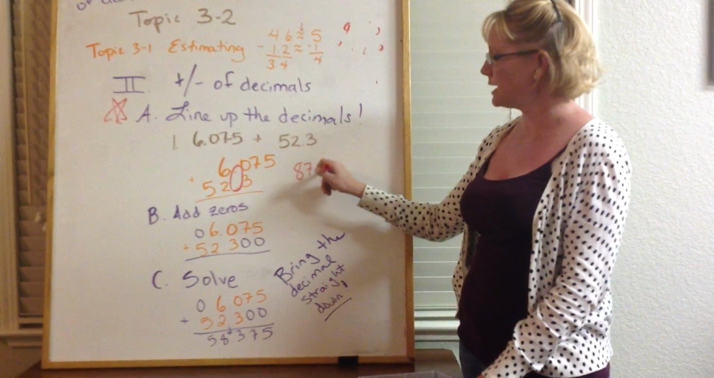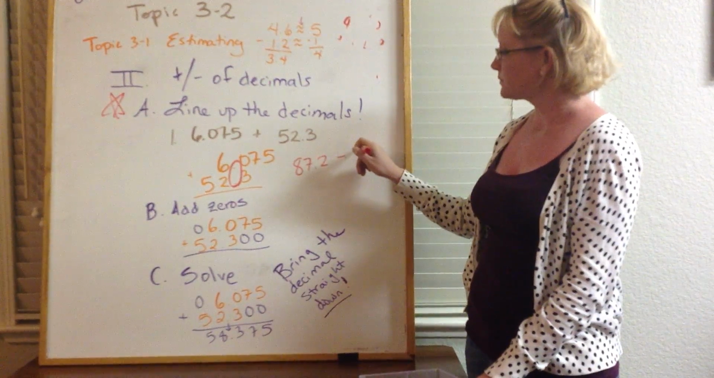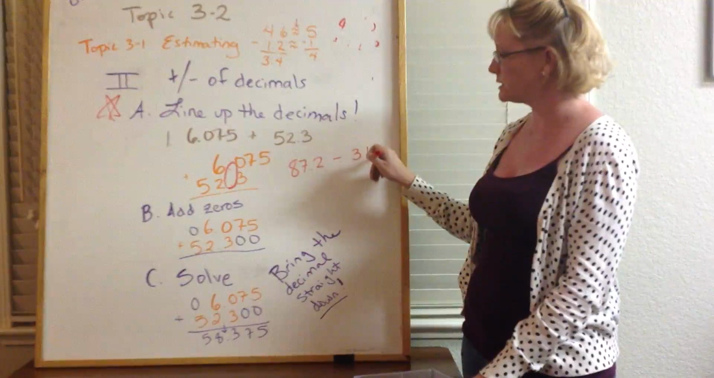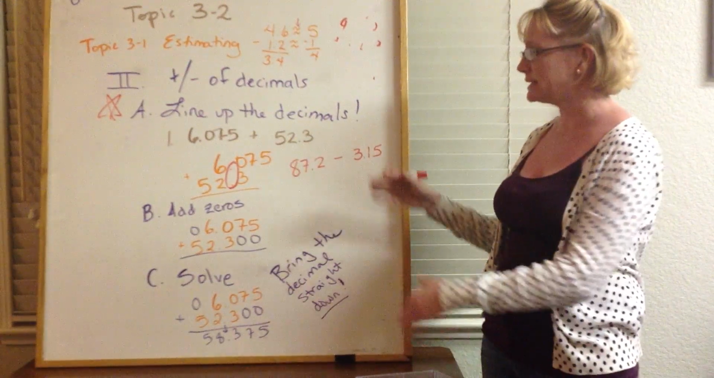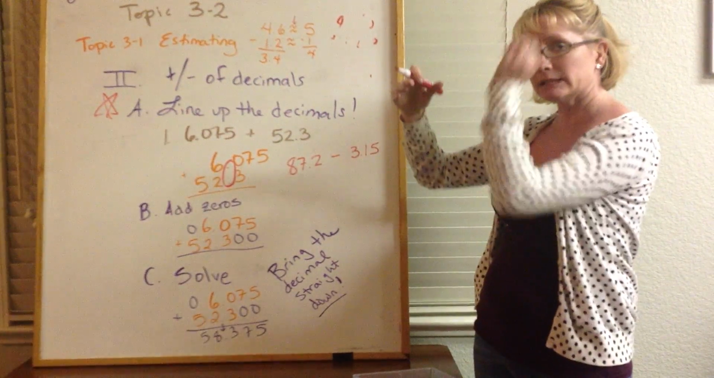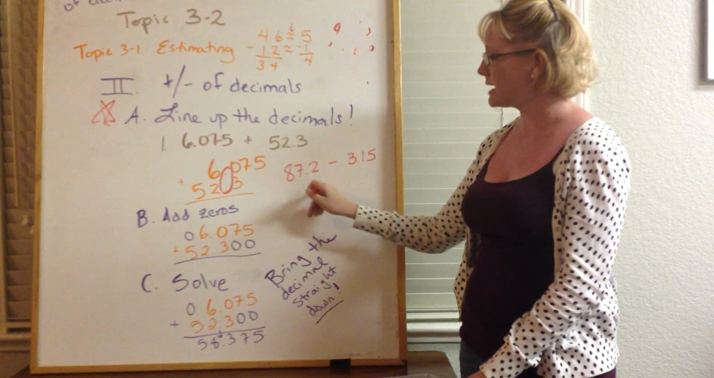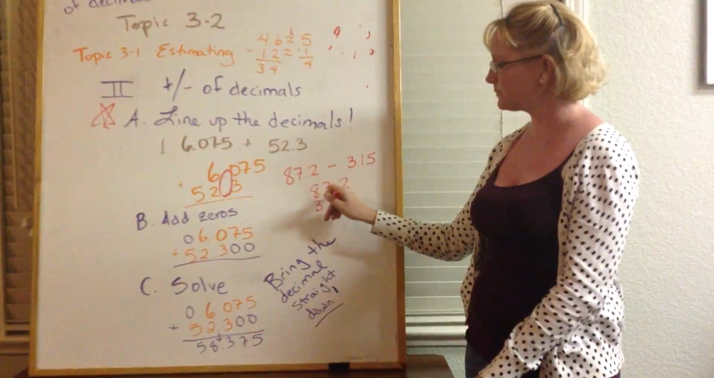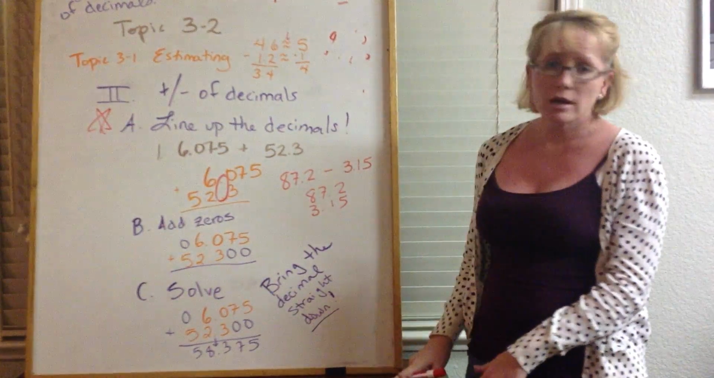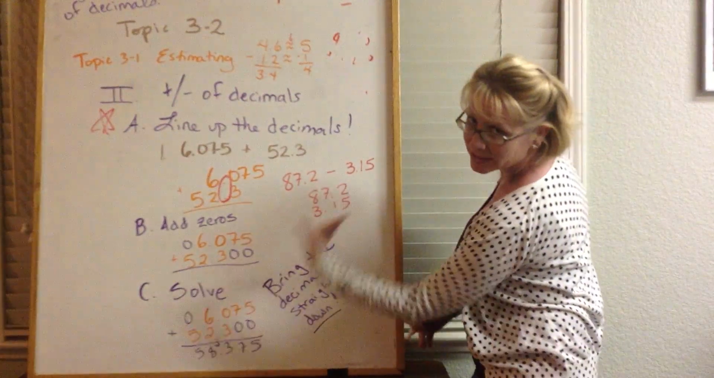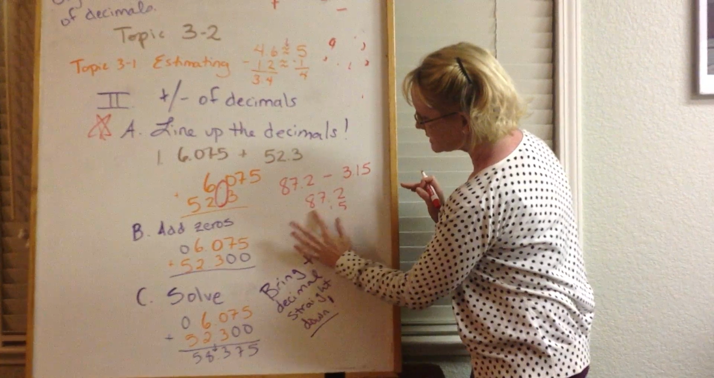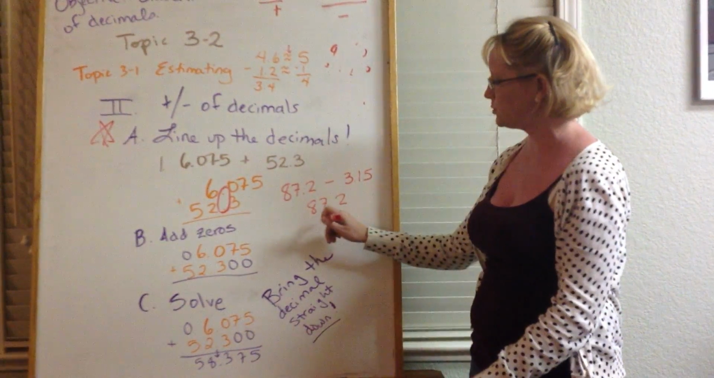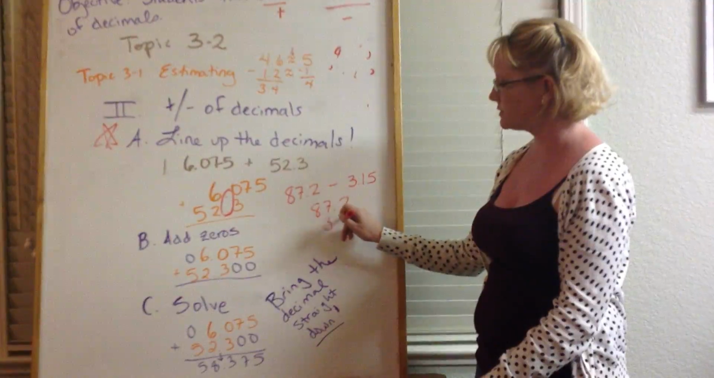So let's try this number. 87 2/10 minus 3 1500ths. So my very first step, I need to put them on top of each other, and I need to line up my decimals. So I have 87 2/10. Should I line them up like this? No, because my decimals are diagonal. I need to line them up so the decimals are right on top of each other. So it'd be like this, 3 1500ths.